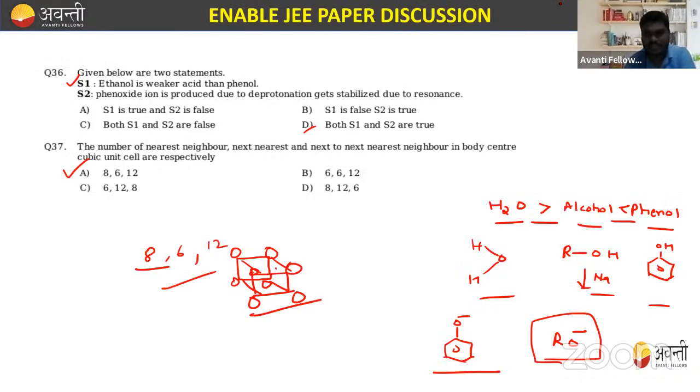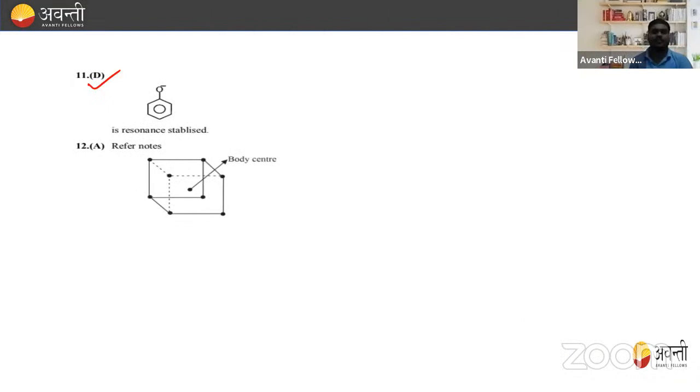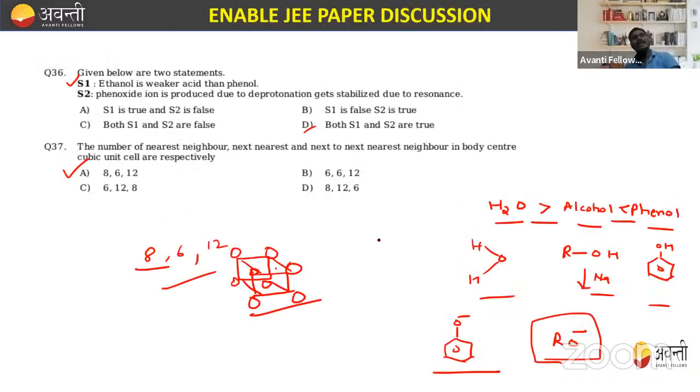11D, both statement 1 and statement 2 are true, right? And if I'm talking about the 12th question, that is body centered. So it is having how many? 8 atoms, 6 atoms, and 12 atoms. So this is the correct explanation, right?